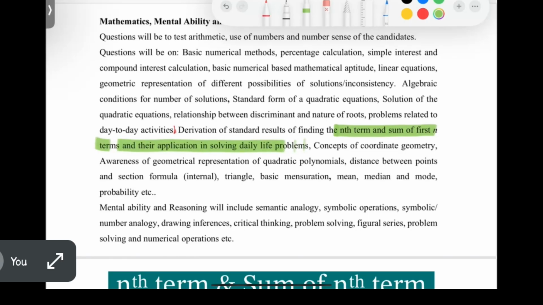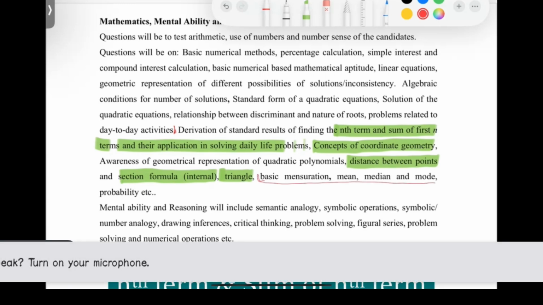And next is concept on coordinate geometry. That's one thing I'll do. And quadratic polynomial I've done. And I'll be doing distance between points and section formula as well. And a little bit of triangle. Which means I don't think I'll be able to finish tonight, but let's leave this one for another session. These topics and some reasoning.